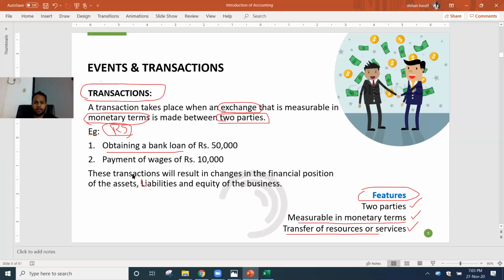Examples: obtaining a loan, payment of wages. All these are transactions. And remember, we are not only taking the transactions. The input says transactions and events. So we need to know what is meant by an event.